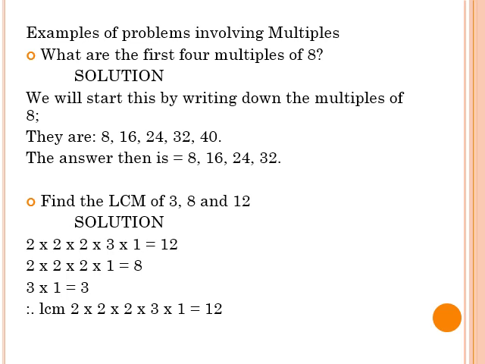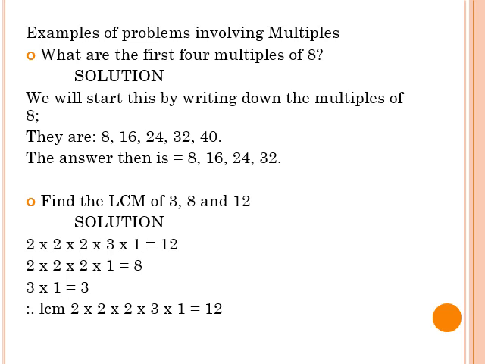The multiples of 8 are the numbers that you can get by multiplying 8 by other numbers. Okay? The multiples of 8 are what? 8, 16, 24, 32, 40, and so on. But this question asks for just the first 4 multiples of 8. So we are going to stop here because we have gotten the first 4 multiples of 8. And the answer is what? 8, 16, 24, and 32. 8, 16, 24, and what? 32. Good.